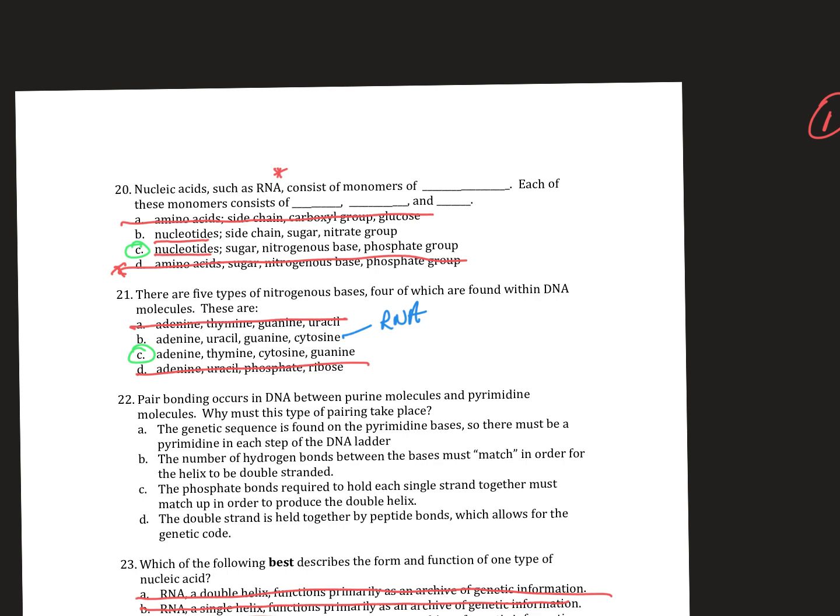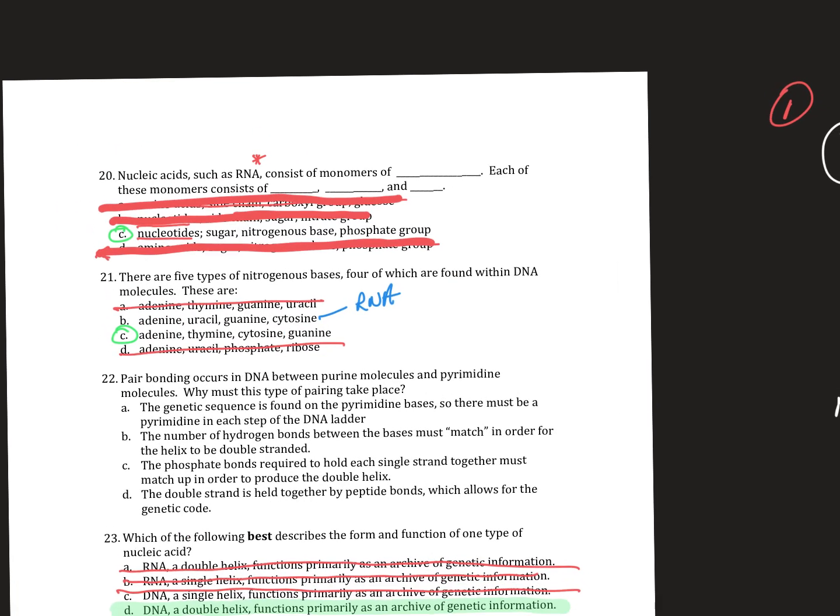So let's go ahead and answer these questions now. So in monomers of nucleotides, that's correct. So that leaves us with two options. Each of these monomers, RNA, consists of a sugar, nitrogenous base, and phosphate group. So the answer is C. This says nitrate group. Nitrate is not an option. So this is wrong because of the word nitrate. So the only real answer you have is C. Are we okay with that?